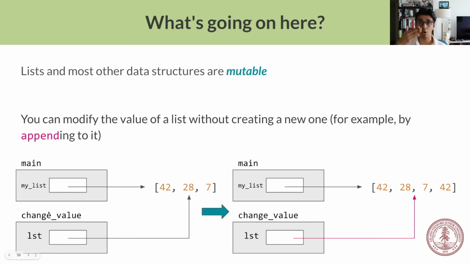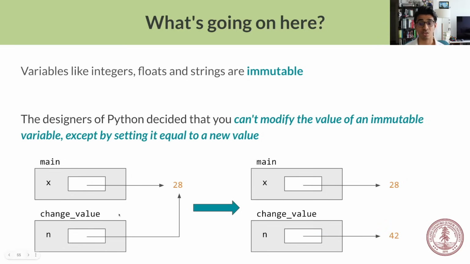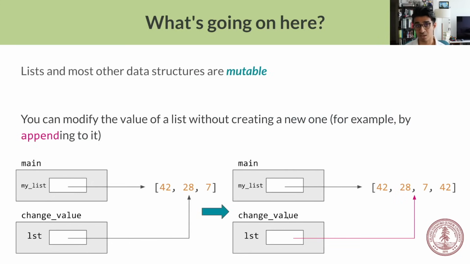Main and change value both have a luggage tag that are talking about the same suitcase, but when change value appends to the list, it's not erasing what's on its luggage tag. It's looking at its luggage tag, going to the suitcase, putting something inside the suitcase, and then going away. What that means is that when main now goes to look at that suitcase, whatever change value put inside there is still there. So that's the key distinction: in one case, we're changing what's on the luggage tag, and in the other case, we're changing what's in the suitcase. Only one of those things is shared between both functions.